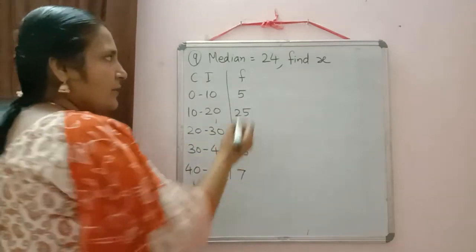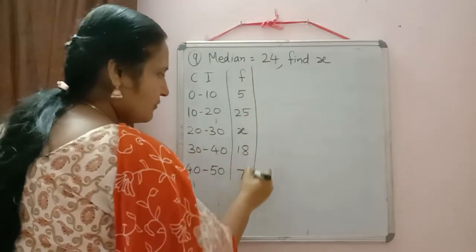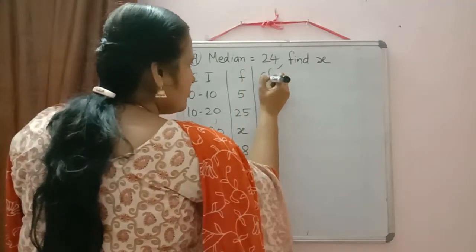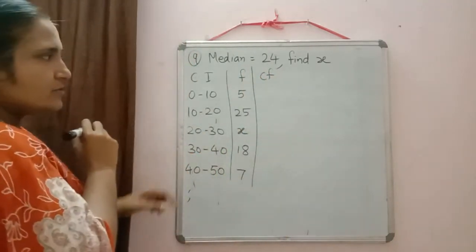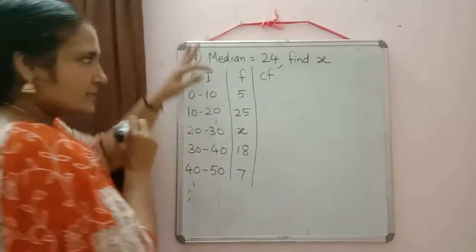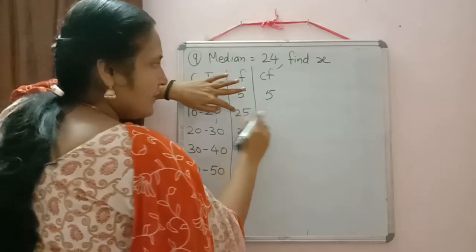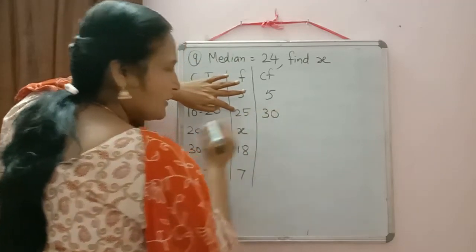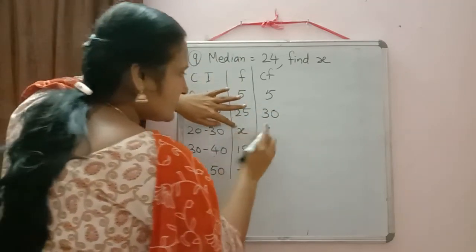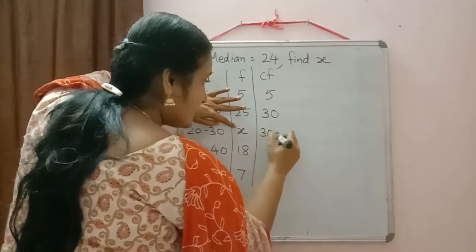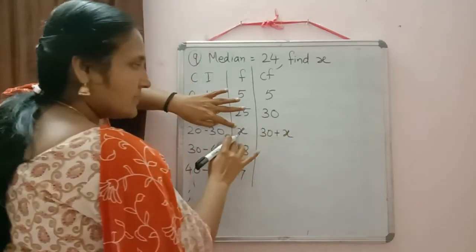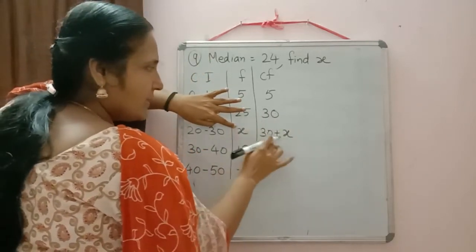So again, to calculate the median, first what we need? Yes, we need the cumulative frequency. So first we can add all the frequency. So first one is 5. Then next 5 plus 25, that will be equal to 30. Then 30 plus x. So don't write it is equal to 30x. 30 and x we cannot add. So it will be written in this way only.